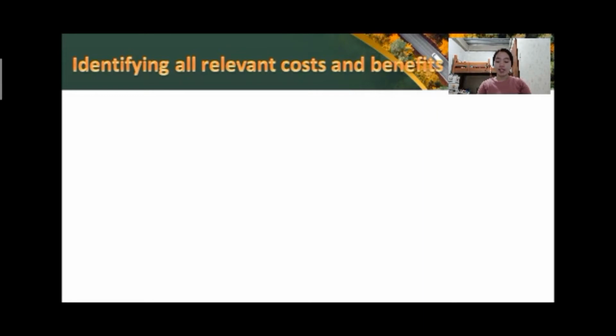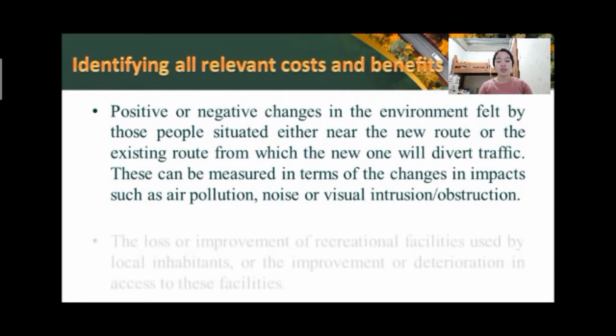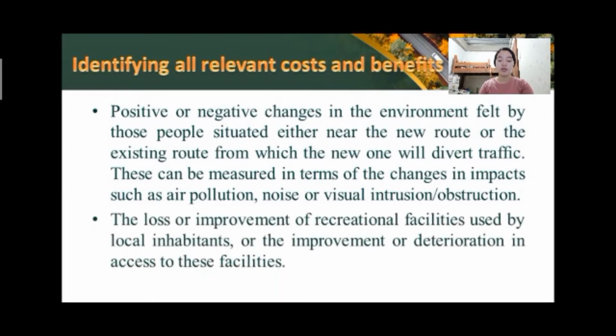Studies might address in some way a secondary grouping of benefits, those occurring to the non-users of the proposed facility. This includes, first, the positive or negative changes in the environment felt by those people situated either near the new route or the existing route from which the new one will divert traffic. This can be measured in terms of changes in impact such as air pollution, noise, or visual intrusion or obstruction. The next one is the loss or improvement of recreational facilities used by the local inhabitants, or the improvement or deterioration in access to those facilities.